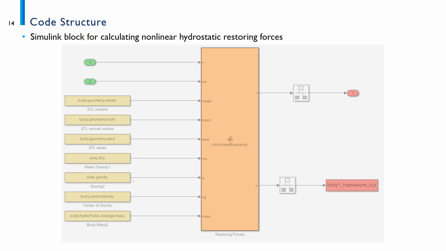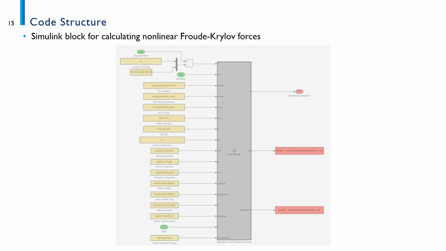The Simulink block for calculating nonlinear hydrostatic restoring forces takes in geometry information, wave density, gravity, body parameters, and calculates the nonlinear buoyancy forces on the body. Similarly, the Simulink block for calculating nonlinear Freund-Krylov forces points to a MATLAB function which takes in the necessary Simulink variables and calculates the nonlinear force on each body.